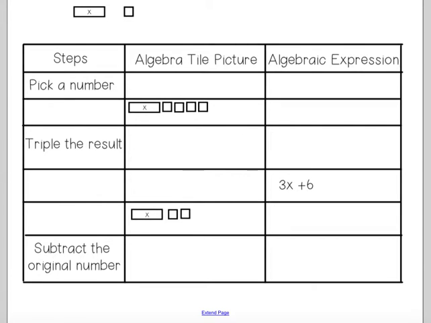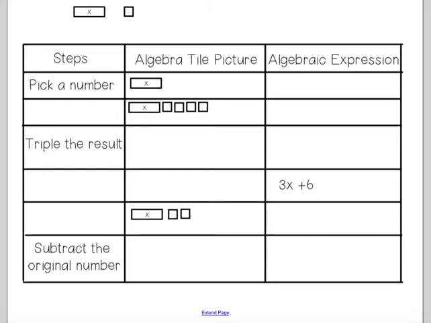So we're going to think back to when we started, and we said pick a number, and we needed an algebra tile that would represent that picking number. Well, since everybody could pick a different number, we needed a variable. We needed a changing tile, one that didn't represent a specific one, which happens to be our X tile.